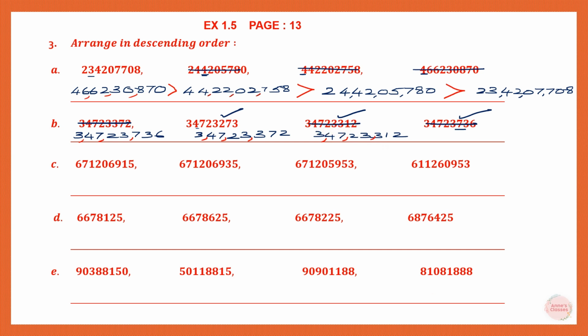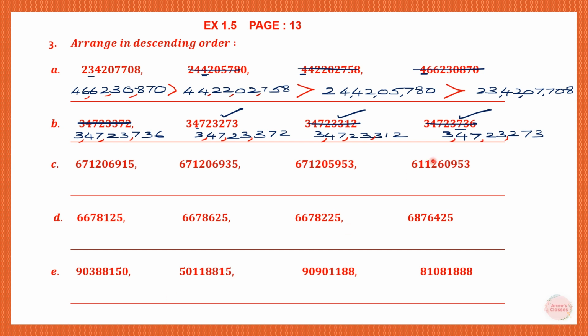That means we have only one number left, and that is this number. Let's write that number down. So that is 3, 4, 7, 2, 3, 2, 7, 3. So let's put the commas. Ones, tens, hundreds, we put a comma here. Then we have thousands, 10,000, we put a comma here. Then lakh, 10 lakh, and a comma.